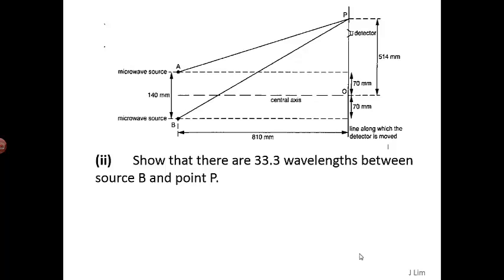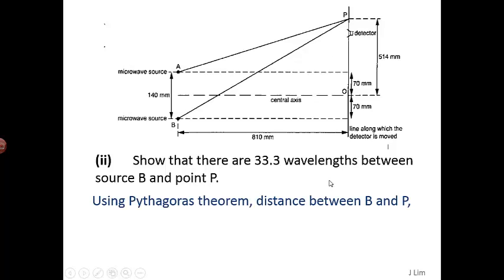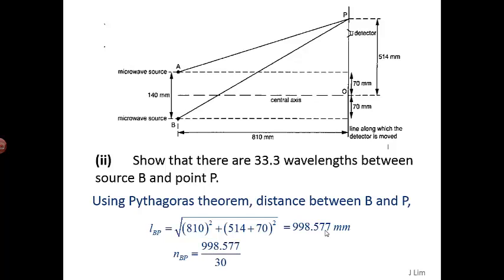Show that there are 33.3 wavelengths between source B and P. Now, using Pythagoras theorem, the distance between B and P is given as 998.577 millimeters. Therefore, the number of wavelengths will be 33.3.